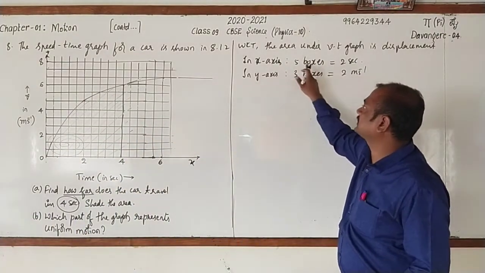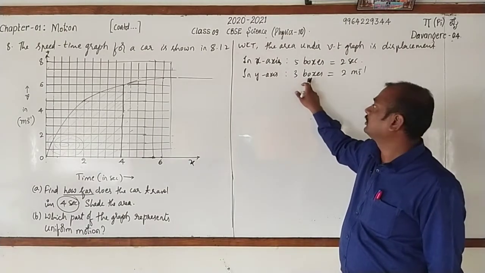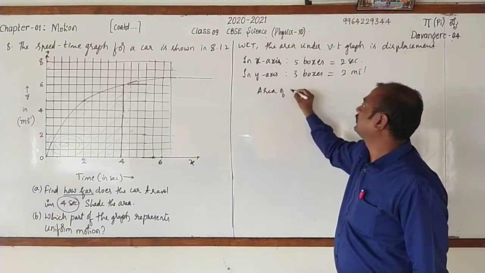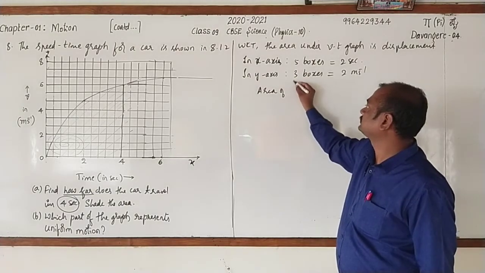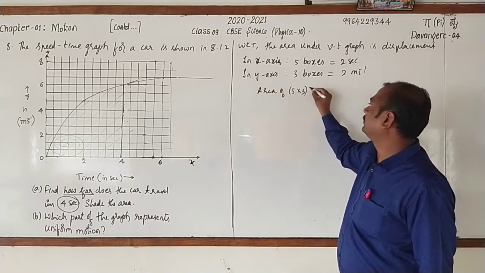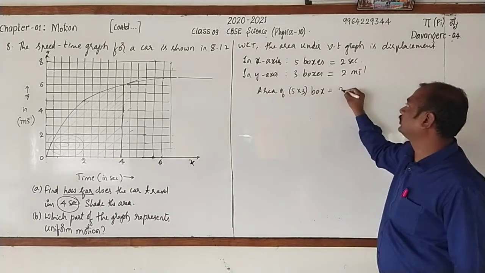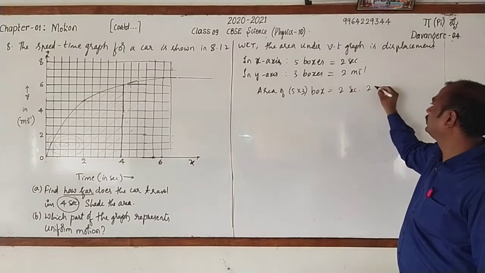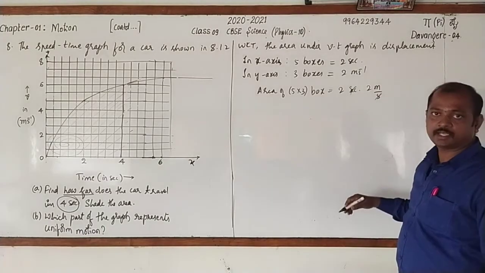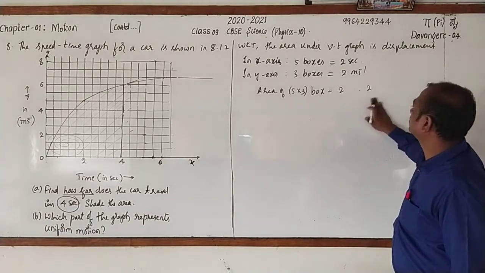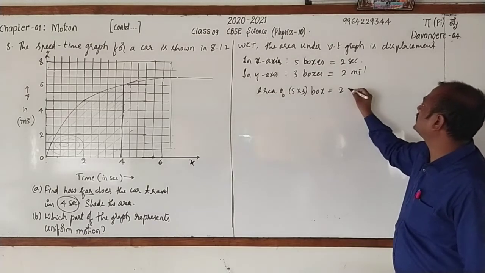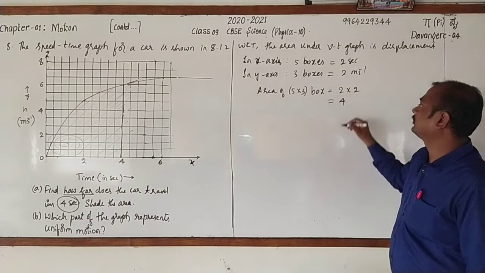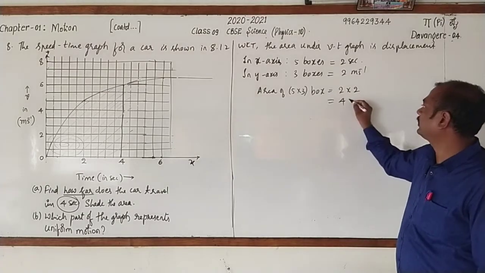5 boxes in the x-axis, 3 boxes in the y-axis. So I'll write area of 15 boxes, 5 into 3 boxes is equal to 2 seconds. Look at 2 seconds into 2 meter per second. Second gets cancelled. So I can write, it is 2 2s are 4. Clear? 4 meter square.